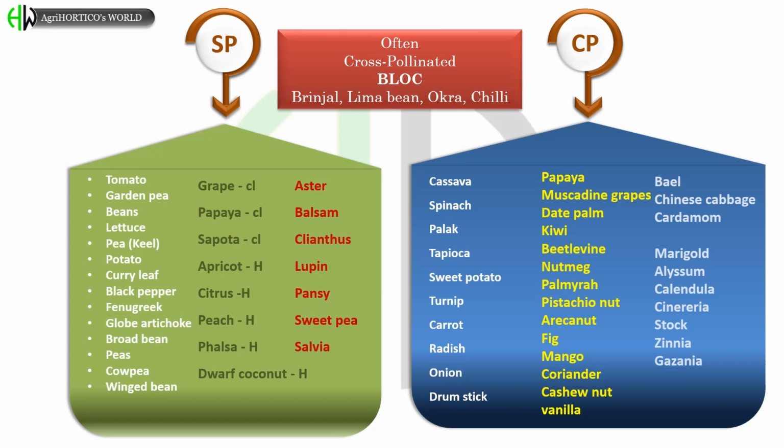Then flower crops like marigold, alyssum, calendula, cineraria, stock, zinnia, gazania are cross-pollinated crops. Then a few are often cross-pollinated crops, which you can remember as BLOC. They are brinjal, lima bean, okra, chili.